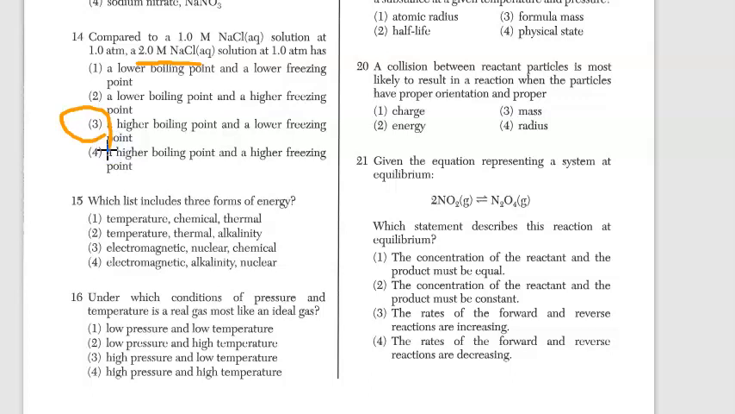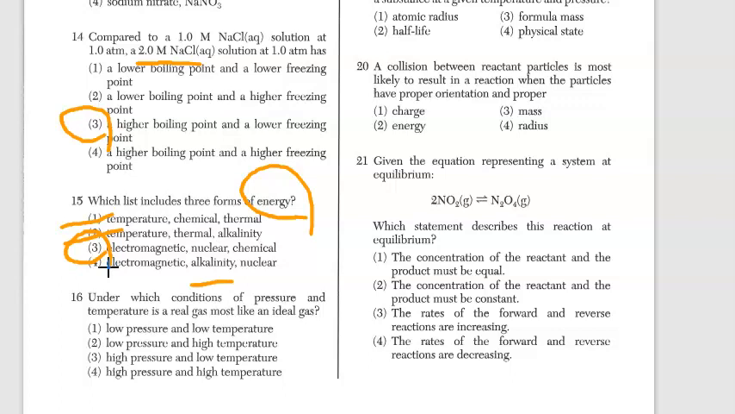For question 15, which list includes 3 forms of energy? Again, vocabulary, vocabulary, vocabulary. Temperature is not a form of energy. So stop right there. Get rid of temperature in choices 1 and 2. Alkalinity in choice 4, that has to do with how basic, right? Like sodium hydroxide is a base. How many hydroxide ions you have. That's not a form of any energy either. So the only answer that makes any sense here is choice 3. There's electromagnetic energy, nuclear, and chemical, among others.